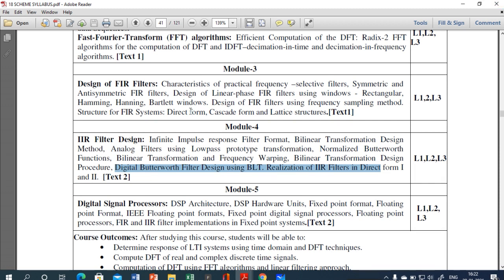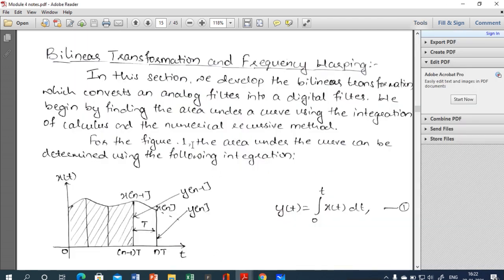So first we will begin with the topic called bilinear transformation and frequency warping. Okay, so we'll move on to that topic because this is a topic we have left in module 4. The remaining topics I already covered in the online and offline classes. So we'll move on to that now. So here, bilinear transformation and frequency warping.